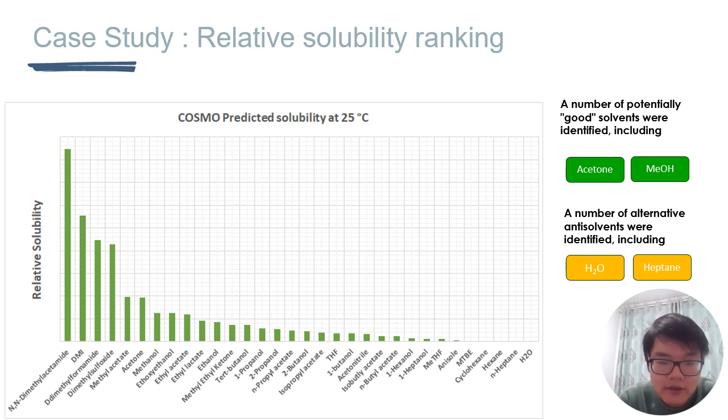As you can see, COSMO predicted the solubility ranking at 25 degrees. And this API suggested a relatively high solubility in all the high boilers, while it exhibits much smaller solubility in water, heptane, and some other solvents. Based on the solubility ranking, we chose several good solvents, such as acetone and methanol. At the same time, several alternative anti-solvents were identified, including water and heptane.